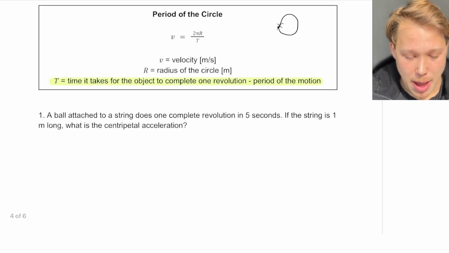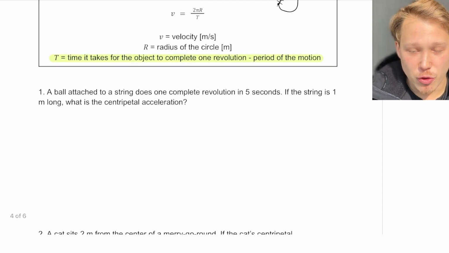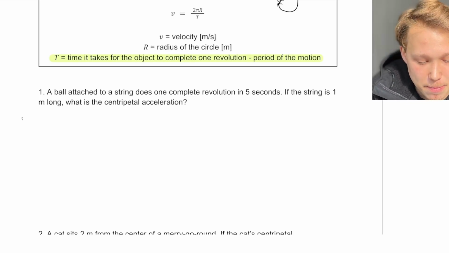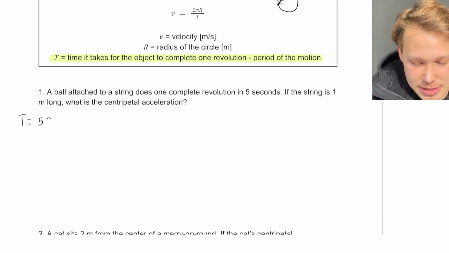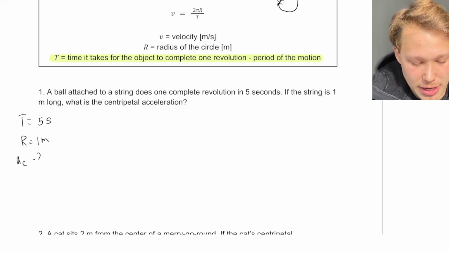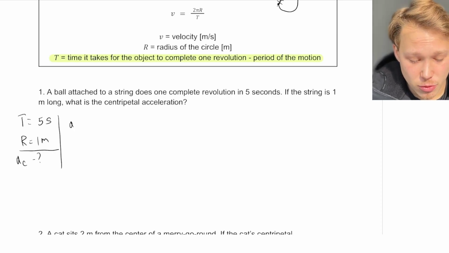In the first problem, a ball is attached to a string, and it does one complete revolution in 5 seconds. So when they're saying one complete revolution, what they mean is that the period is 5 seconds. The string is 1 meter long, so that's the radius of the rotation, and we have to find the centripetal acceleration. So let's start with the formula for centripetal acceleration, which is given on your equation sheets. It is equal to v squared over r.